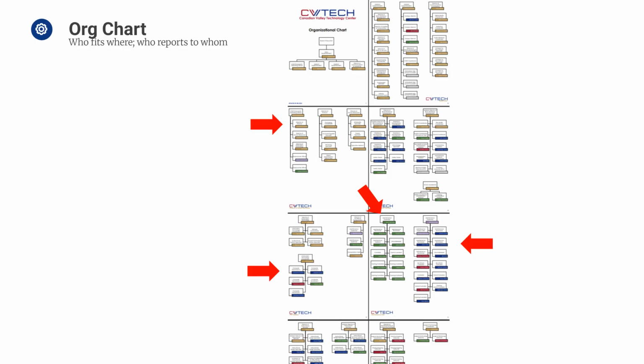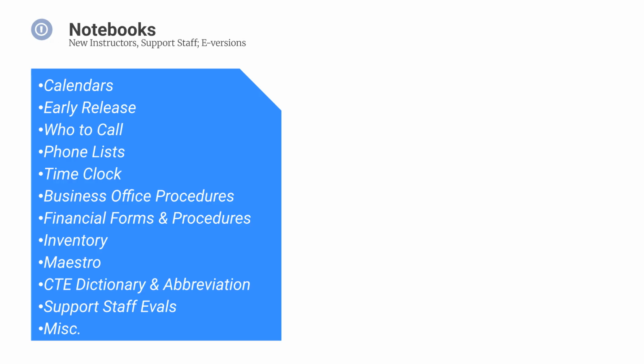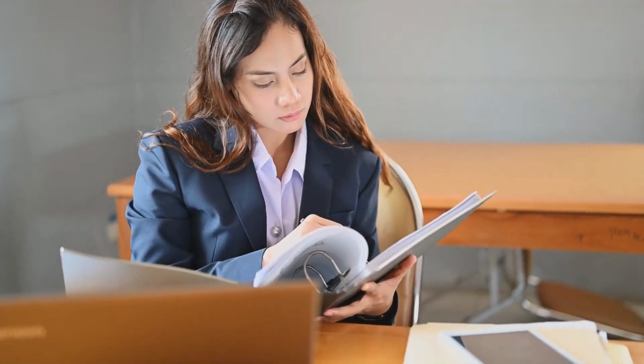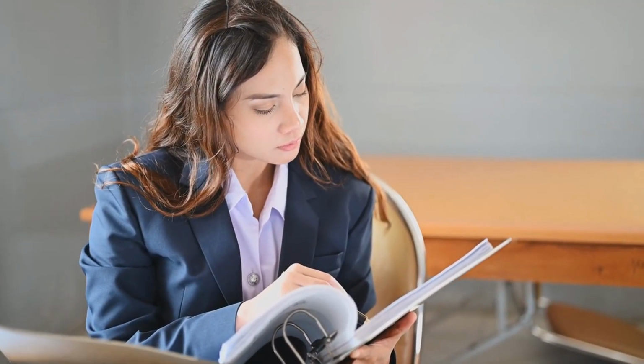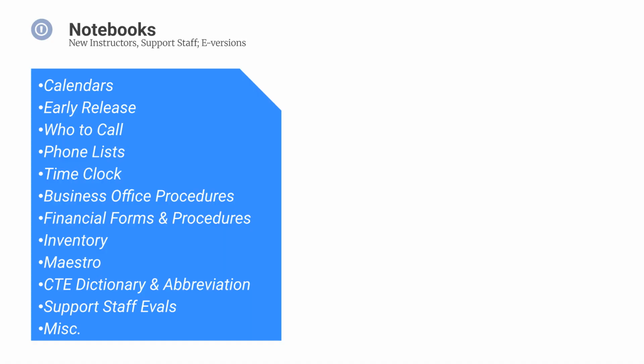You may also be given a new employee notebook when you get started if your role has one available. There are copies of the calendars, info about certain policies like early release, who to call in certain situations, phone lists, information about time clocks, detailed info about business office procedures, financial forms and procedures you might need, inventory info, and how to use the online system called Maestro. There is even a CTE dictionary and abbreviation glossary, so you can decipher what people are referring to when they use abbreviations associated with career and technical education.